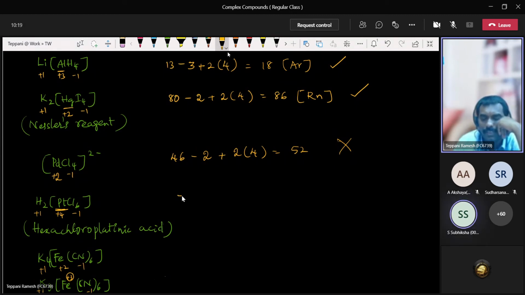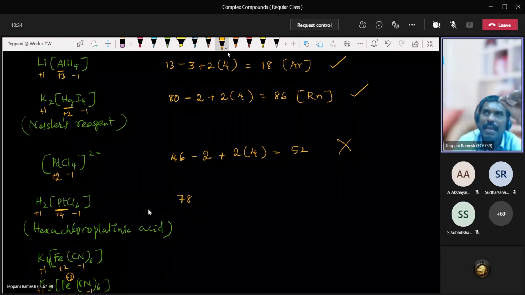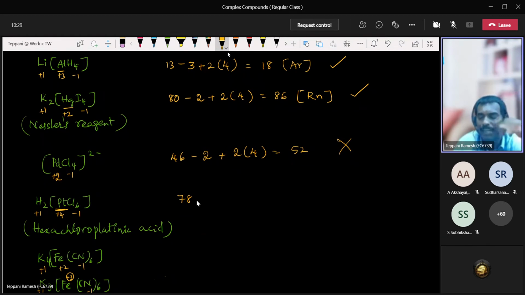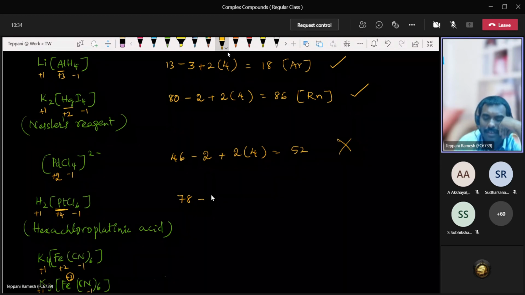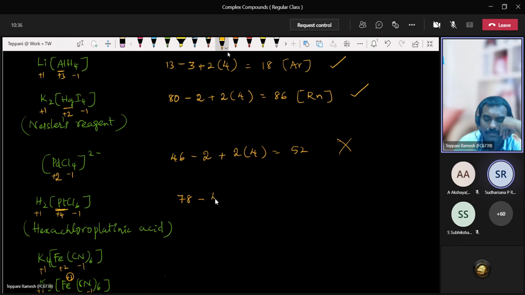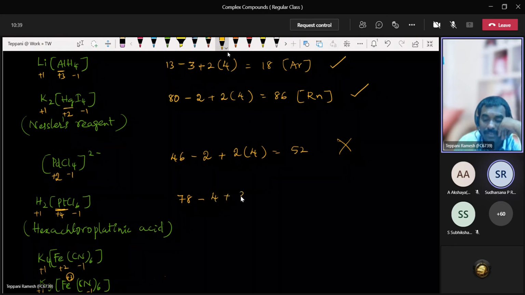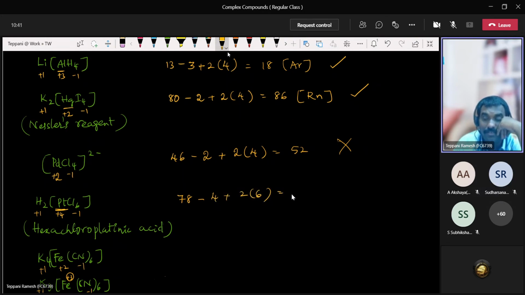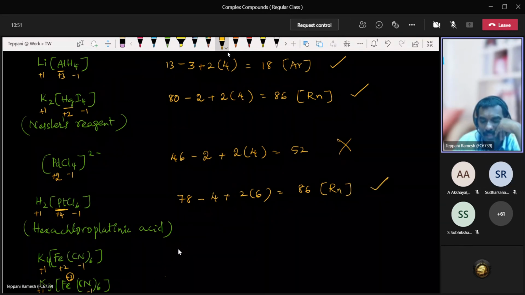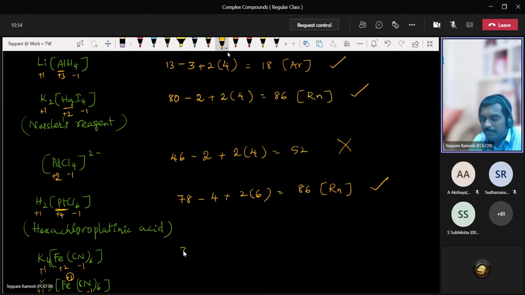Next, 78, platinum. Nickel, palladium, platinum: nickel 28, add 18 gives 46, palladium, add 32 gives 78. Otherwise, you should have a complete idea about the periodic table. 78 minus 4 plus 2 into 6 gives 86, correct, radon. So followed.